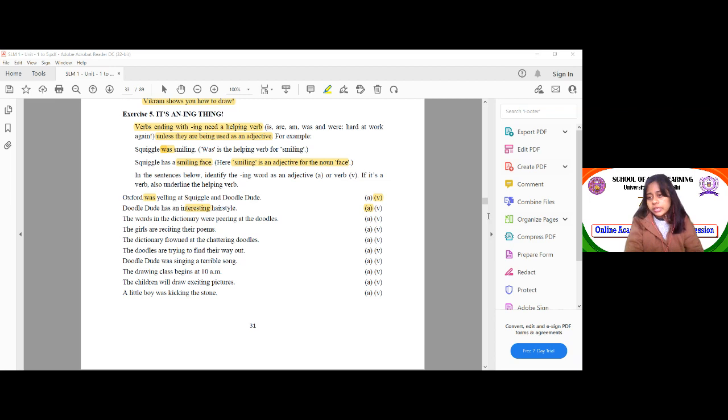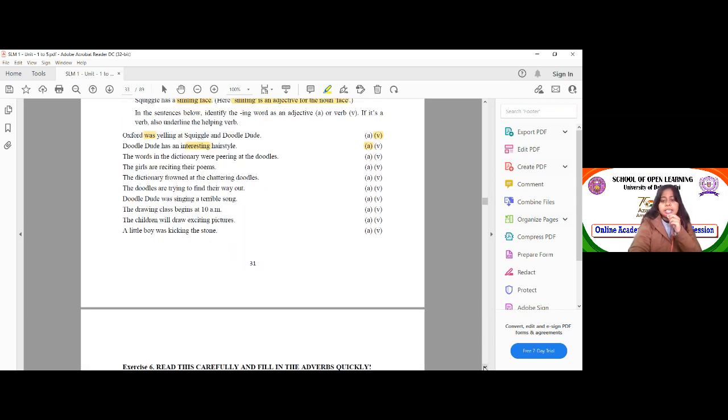No, there is no helping verb here. Just the adjective interesting. There is no helping verb in that sentence. Chattering is the adjective. Yes, that is right.